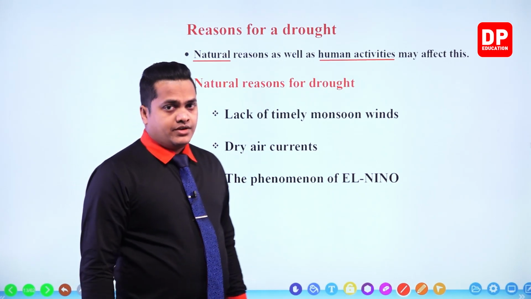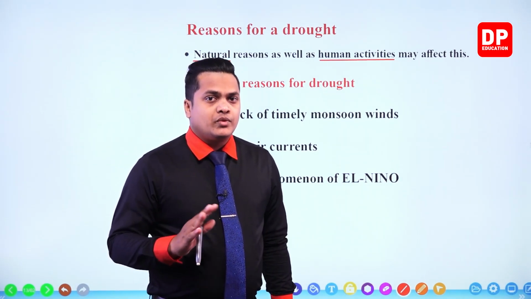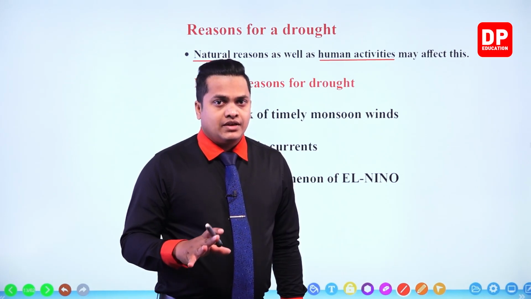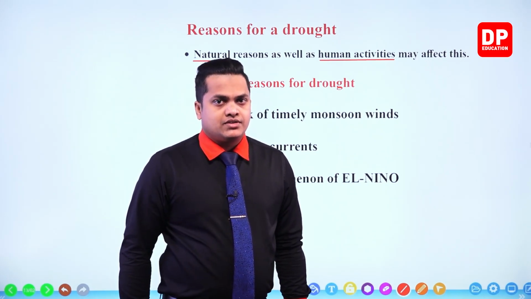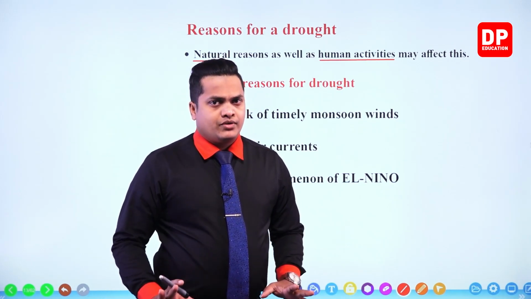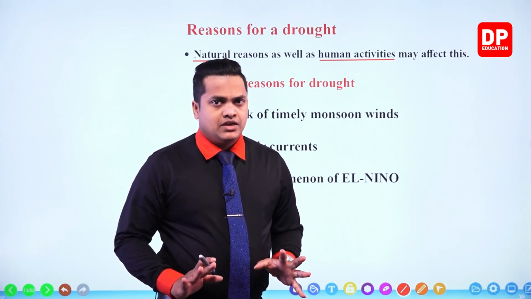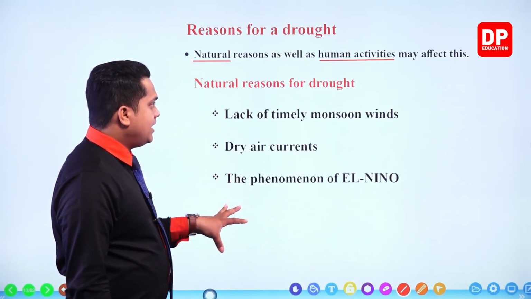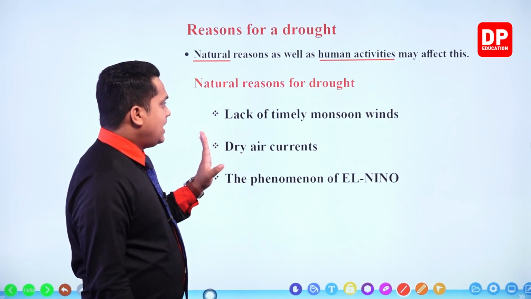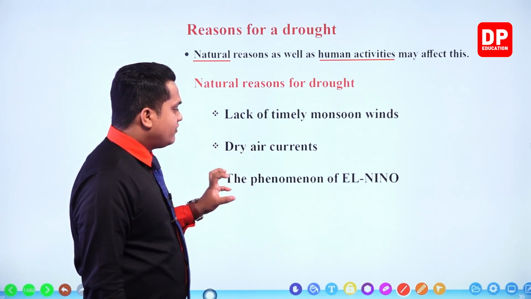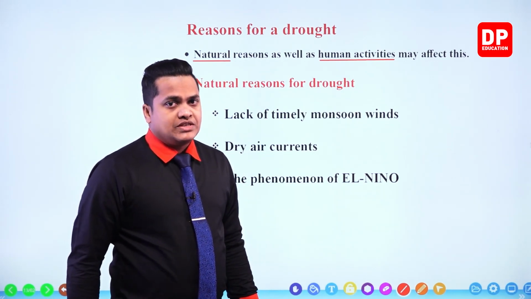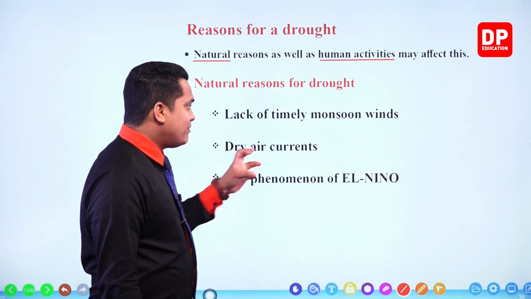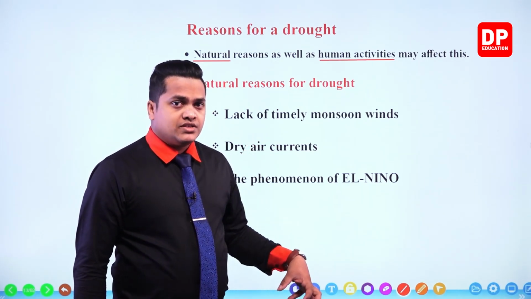The El Nino phenomenon is a fresh new reason for a drought. We'll be discussing the El Nino phenomenon in detail when we discuss further things related to the lesson, my dear children. I'm not going to give you any definition within this part. So these are the three main natural reasons for a drought: lack of timely monsoon winds, dry air currents, and the El Nino effect. Now let's take each one by one and discuss how these lead to a drought.